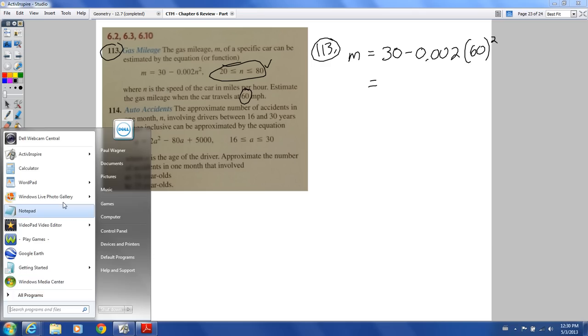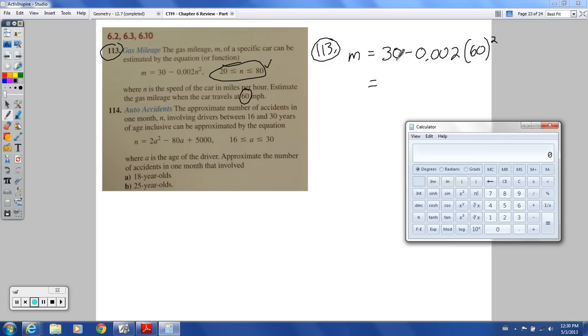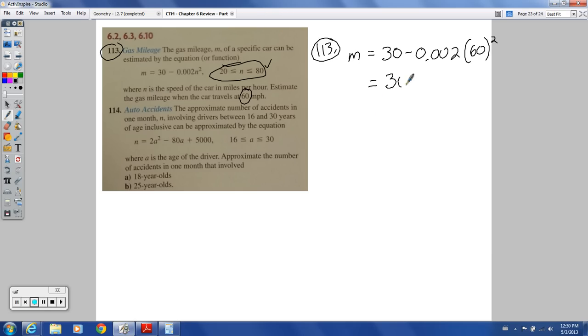So we'll type that into a calculator. Let's get my calculator out here. I'm going to wait to subtract that from 30. So I'll have 60 squared first. That's going to be 3,600. That times 0.002 would be 7.2. So I'm subtracting 7.2 from 30. So I have 30 minus 7.2. Therefore, my answer should be 22.8. This is gas mileage, so this is miles per gallon, mpg.